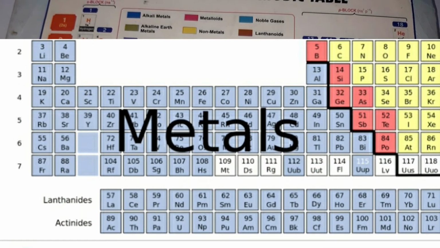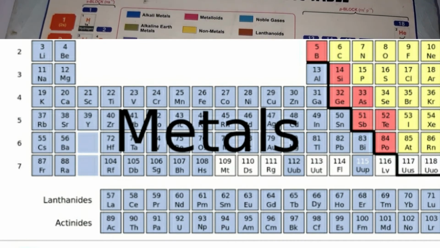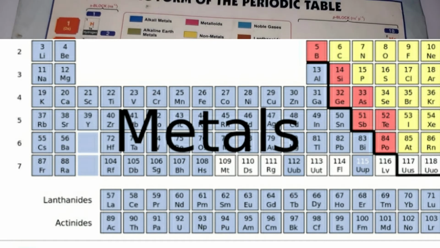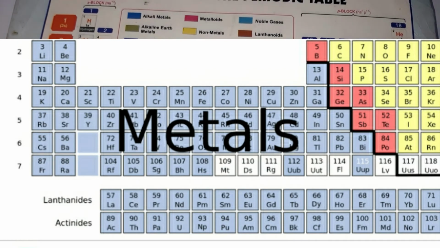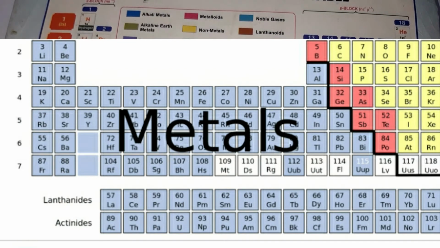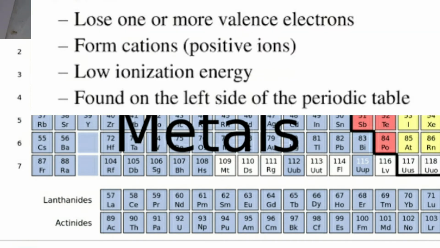The next elements are called metals, children. Here you can see the metals towards the right side. Except hydrogen, from lithium, you can see almost all of these are said to be metals, children. And these metals lose one or more valence electrons. So what are the properties of these metals, children? They have the capacity of losing electrons, children, and form cations or positive ions. And these have low ionization energy. Because of low ionization energy, they have the tendency of losing electrons. And these are found on the left side of the periodic table.